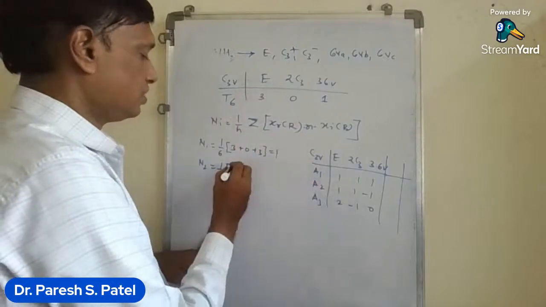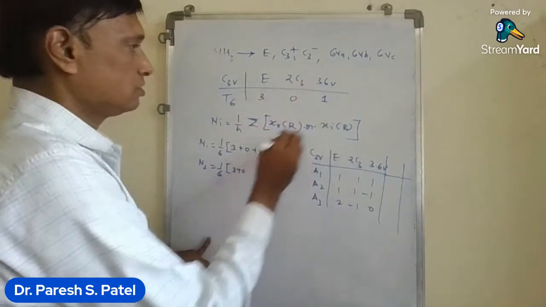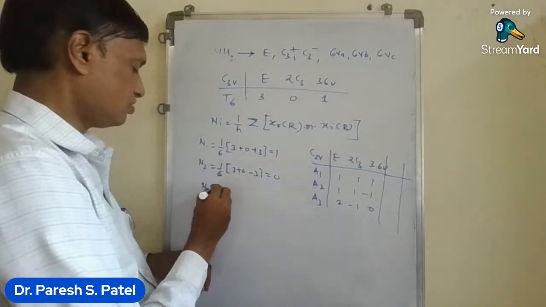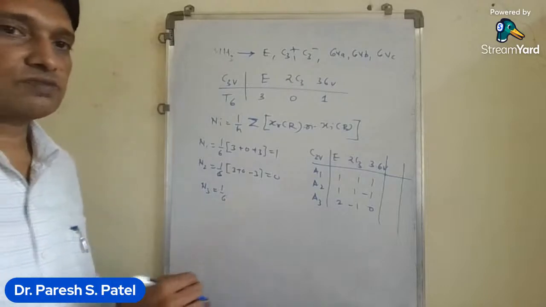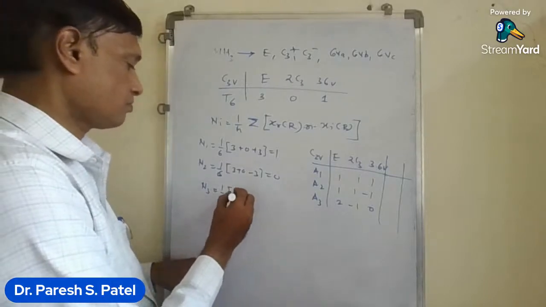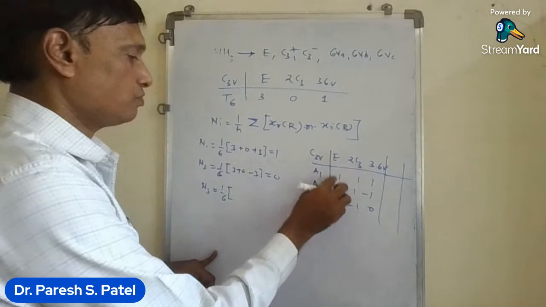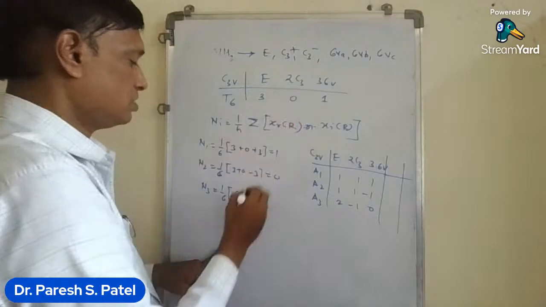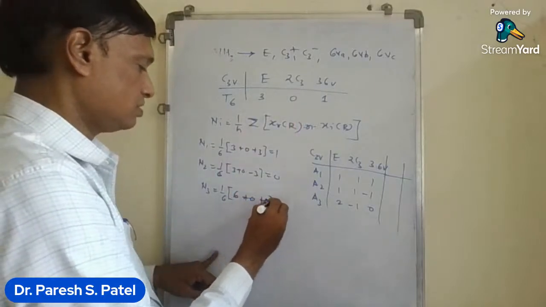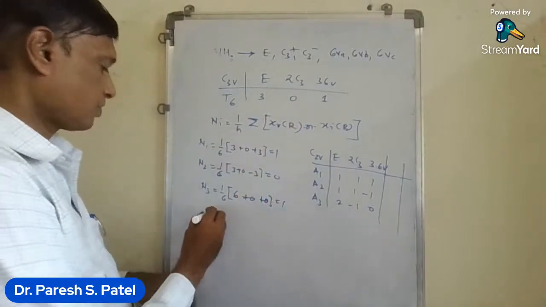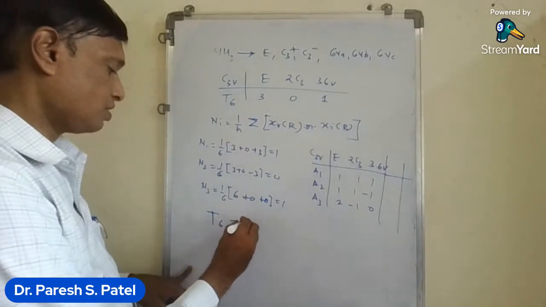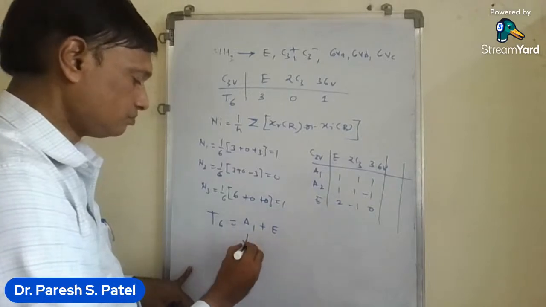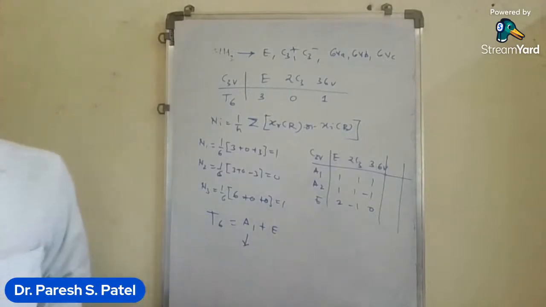n A2 is equal to 1 by 6 into 3 plus 0 minus 3, which is equal to 0, and n E is equal to 1 by 6 into 6 plus 0 plus 0, which is equal to 1. So gamma sigma is equal to A1 plus E. This is the contribution from the s orbital.